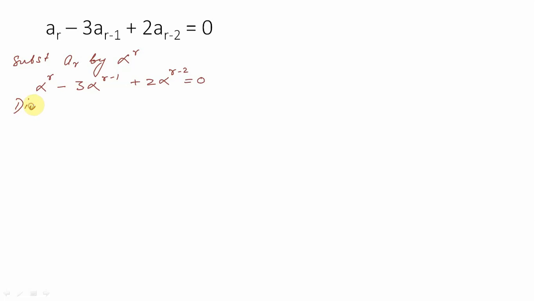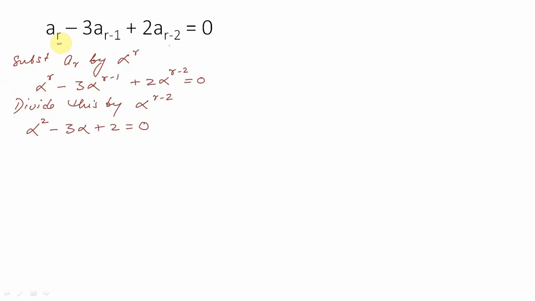Now divide this by alpha to the power r minus 2. So you get alpha square minus 3 alpha plus 2 is equal to 0. Once you have done a number of questions of this type, you'll be able to directly write the characteristic equation of the recurrence relation. See, I'll tell you how. See this recurrence relation, you can see this is a recurrence relation of order 2.